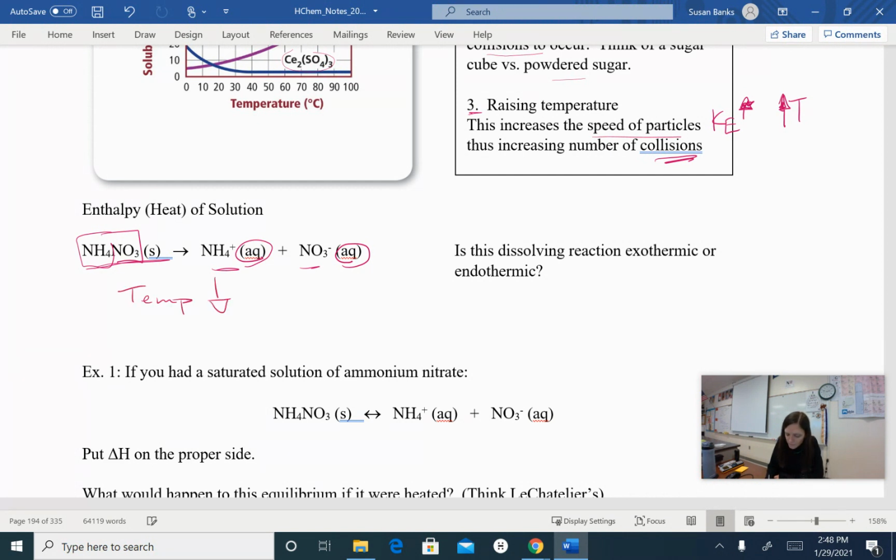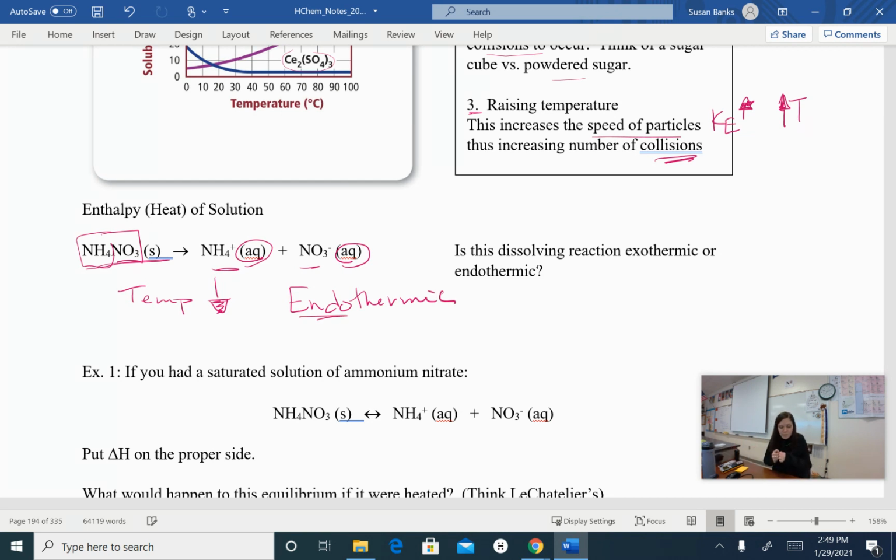And as it dissolves in water, you will notice in the demo that the temperature goes down. And because the temperature goes down, you know that it's absorbing energy from the surrounding materials. So that means that it is endothermic. Okay? So it is endothermic. It is absorbing energy. Okay?